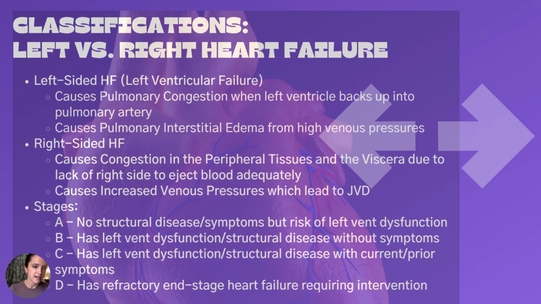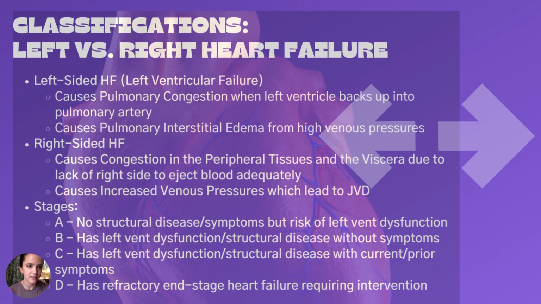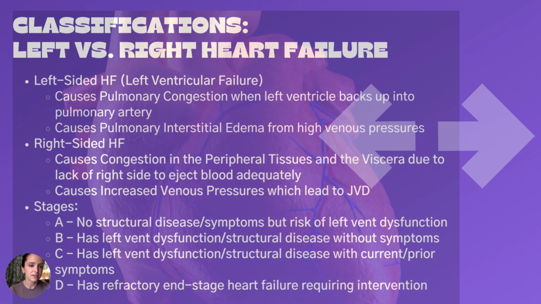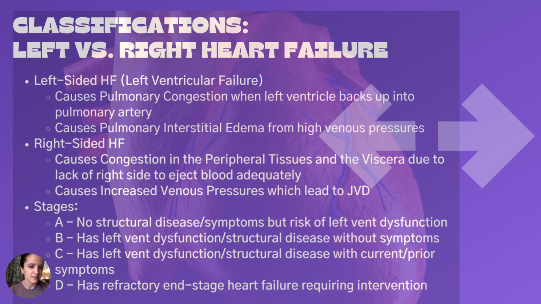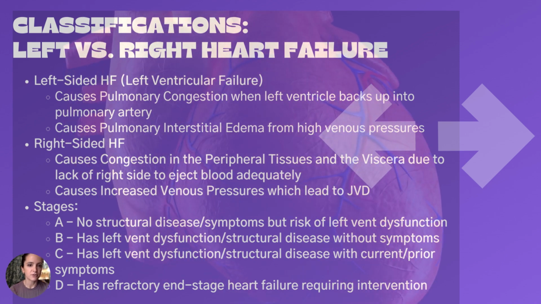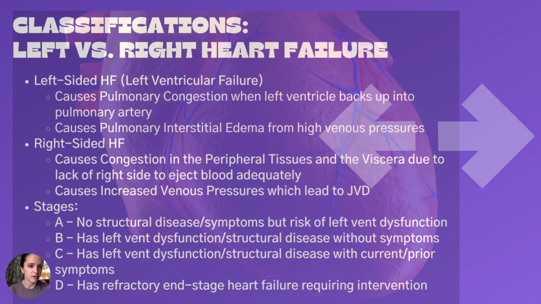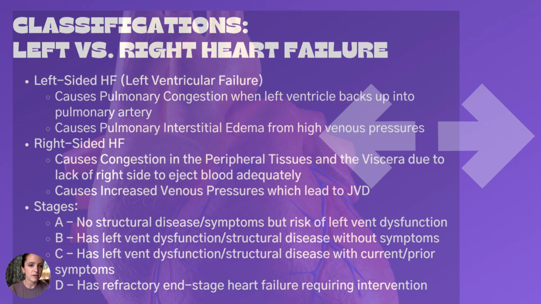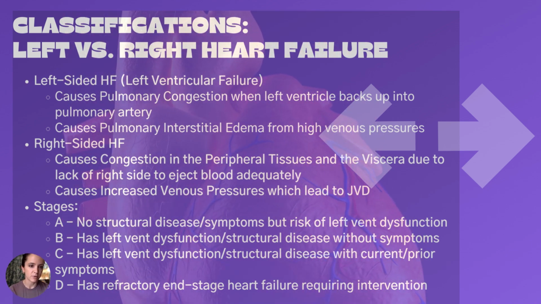Left versus right-sided failure. Left-sided heart failure causes pulmonary congestion. This is because the left ventricle of the heart backs up into the pulmonary arteries. This causes pulmonary interstitial edema from high venous pressures.